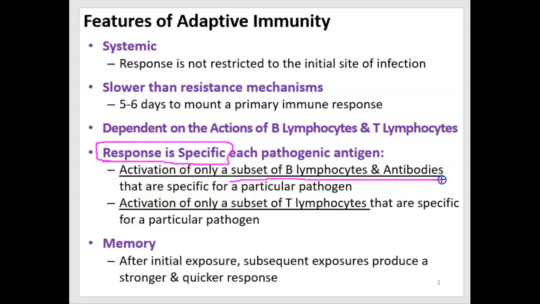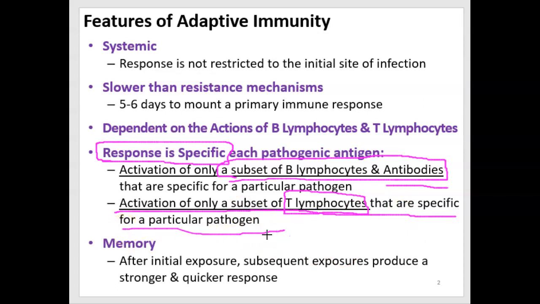So, to explain specificity, we'll talk about it in more detail subsequently, but it involves activating just a subset of all the B lymphocytes you have in your body, and subsequently it activates only a subset of all the antibodies that you could produce. You're only going to produce antibodies for that particular antigen once you're exposed. In addition, the T lymphocytes that you have in your body are more numerous than will be activated by one particular pathogen. So, just a subset of T lymphocytes will be activated, and that subset will be particular or specific for that pathogen.